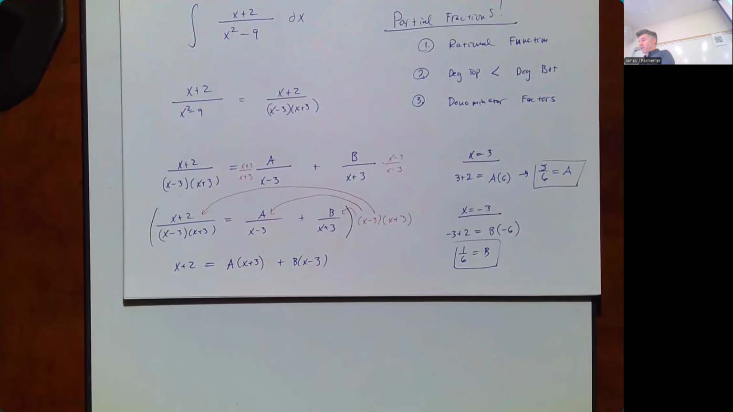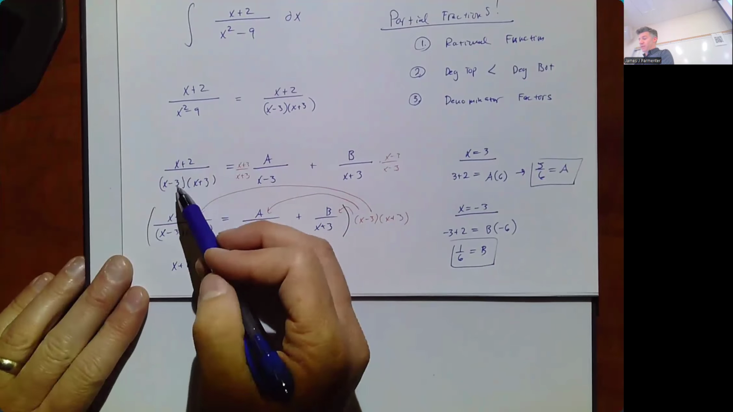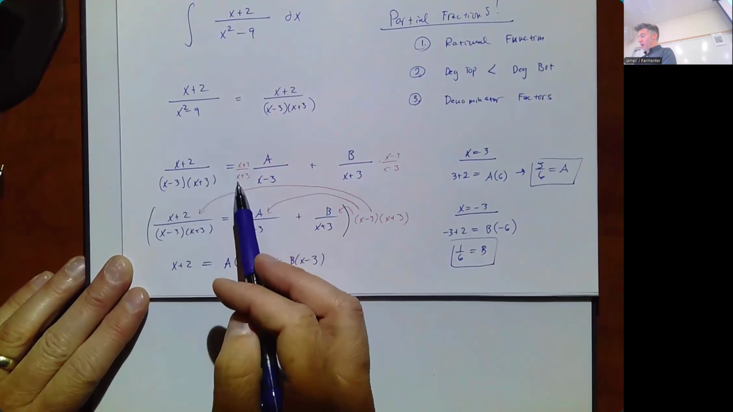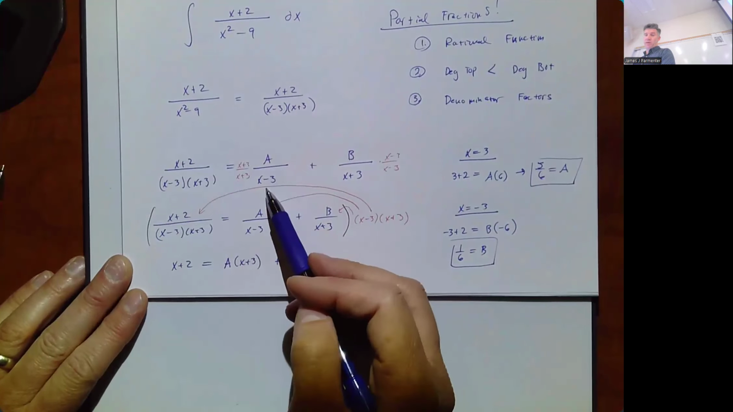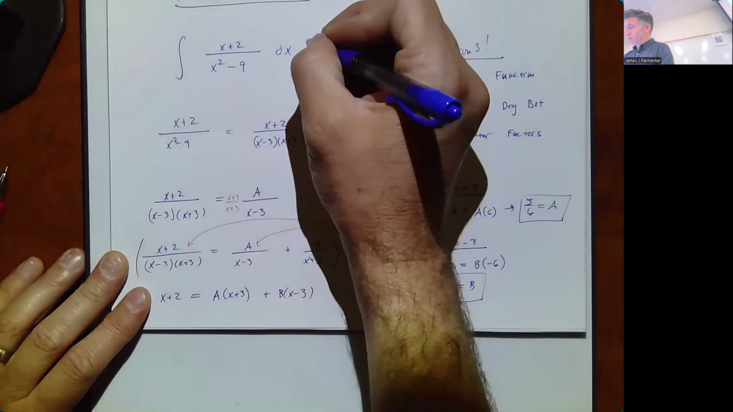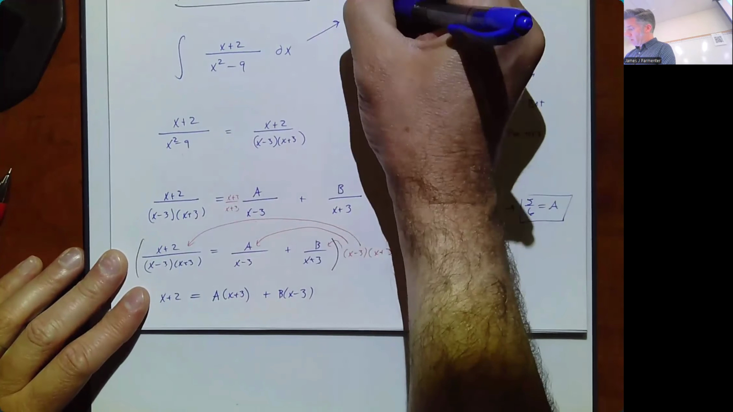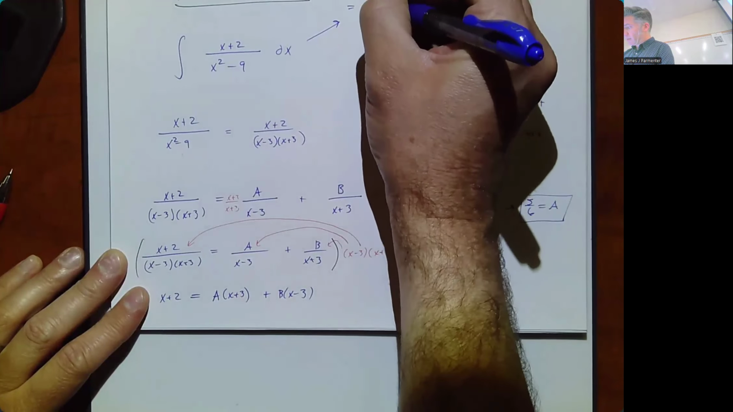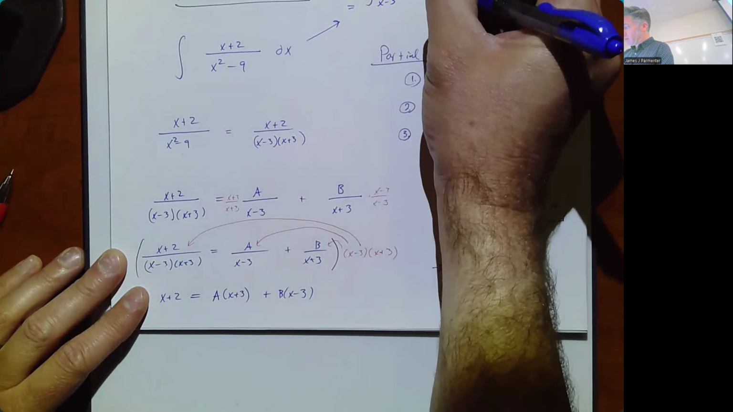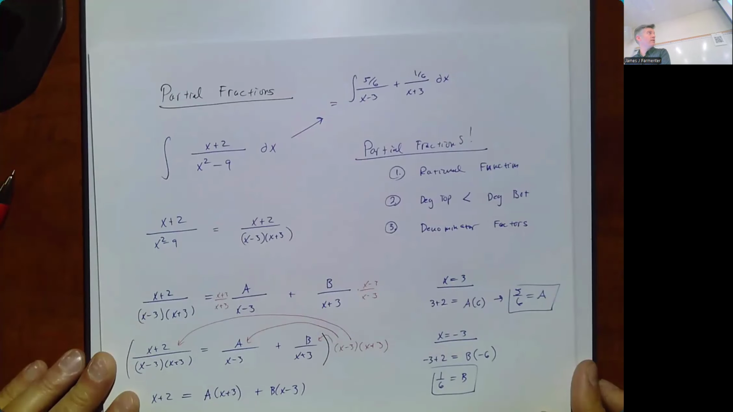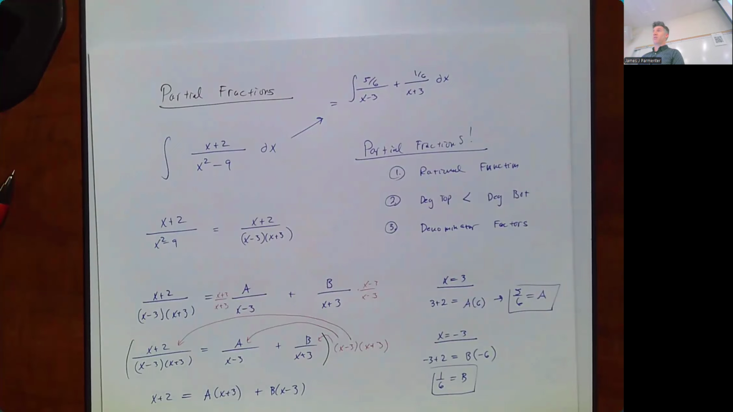And then the whole idea is that we can now rewrite our integral. Instead of the integral of x plus 2 over x squared minus 9, we can write that as the integral of 5/6 over x minus 3 plus 1/6 over x plus 3. So we can rewrite this as the integral of a over x minus 3 plus b over x plus 3. And those are things that are not terrible to find the antiderivative of at all.